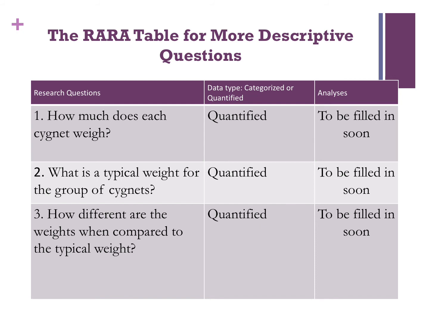Second question, what is a typical weight for the group of signets? The type of data is quantified, and we'll add the analyses soon. The third question is, how different are the weights when compared to the typical weight? And this will be a quantified variable, and we'll fill in the analysis very shortly.